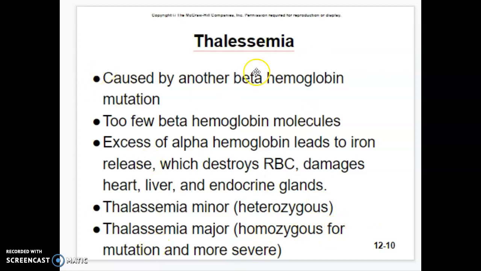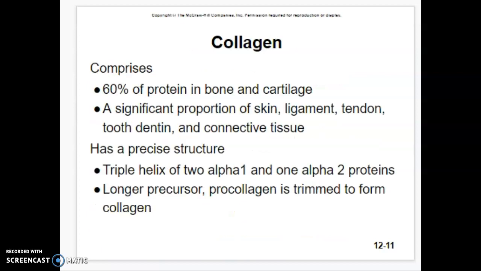Why do we see so many hemoglobin mutations? Basically, it's because of malaria. Malaria is pretty widespread, infects humans, and basically kills them off. And so there's all these mutations to our hemoglobin to prevent the destruction by the malaria organism. And thalassemia and sickle cell, if you're heterozygous, you're generally immune to malaria.